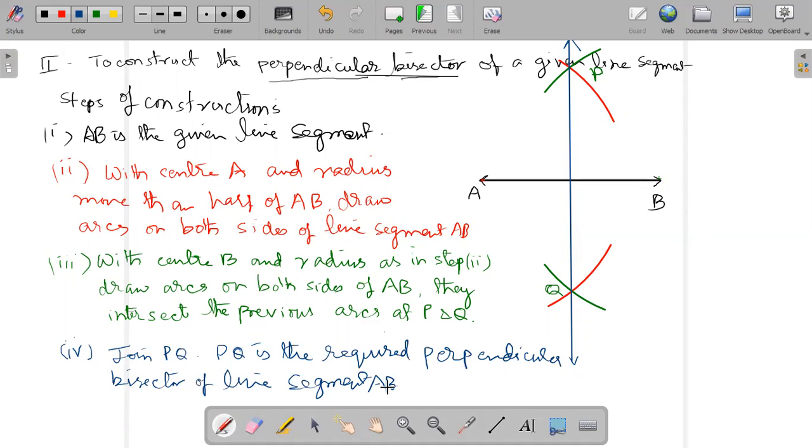This is how to write the steps of construction and how to draw this one. So I suggest you draw and then write the constructions together. That will help you, and try to write in a precise manner. Okay, so that is about the construction of the perpendicular bisector of a given line.